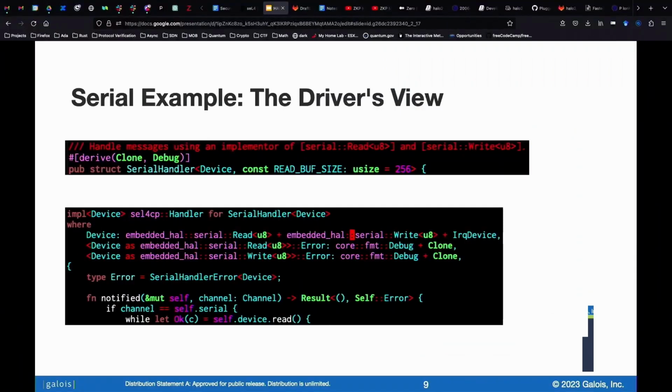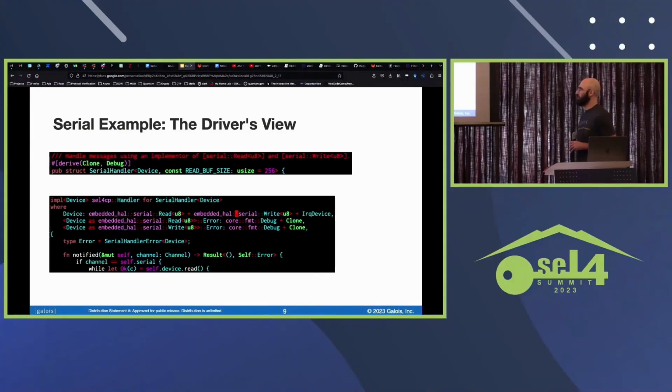So it's a struct, and it takes a device as a type argument. And then this part here is just saying that if the device implements the embedded-hal serial read and serial write traits, then the handler implements the SeL4CP, the microkit handler trait.